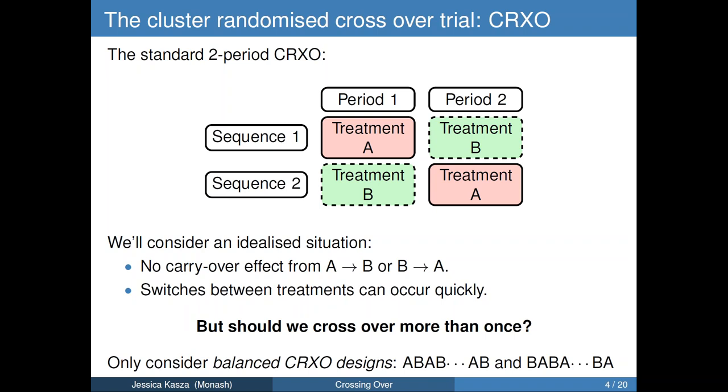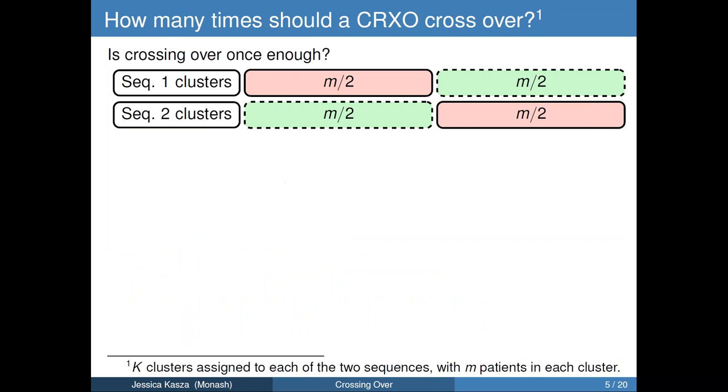So let's think about whether or not we should be crossing over more than once. What do I mean by that? Well, is crossing over once enough? Suppose we've got K clusters assigned to each of these two sequences, and within each of these K clusters, we have M patients. If we were to cross over once, then half of the patients, so M on two patients within each cluster, would receive treatment A before swapping over, and the other half receiving treatment B, or the other way around for the second sequence. So is this enough?